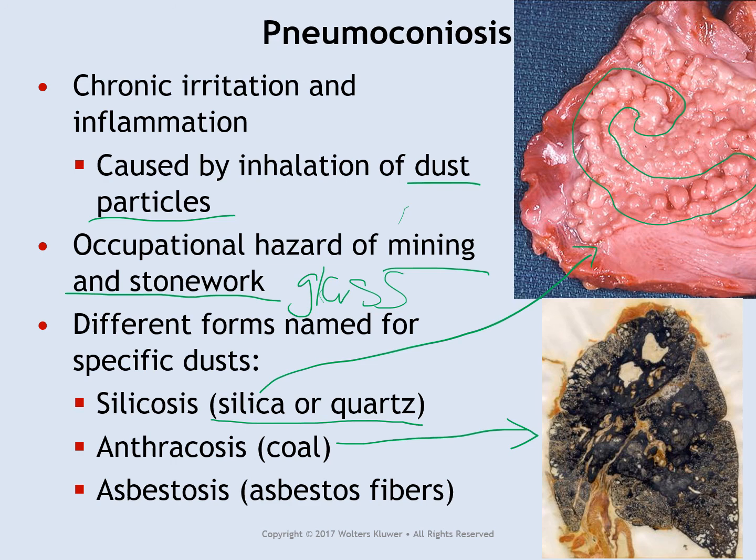And then asbestosis is caused by exposure to asbestos fibers, which were commonly used in building, especially for insulation. Asbestosis looks very similar to silicosis in the lung, and asbestosis can lead to mesothelioma, which is a very specific type of lung cancer that you only see in patients who have been exposed to asbestos.